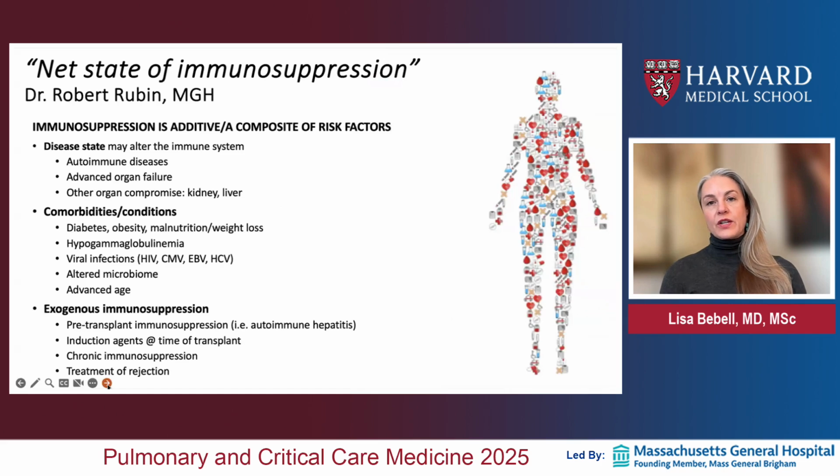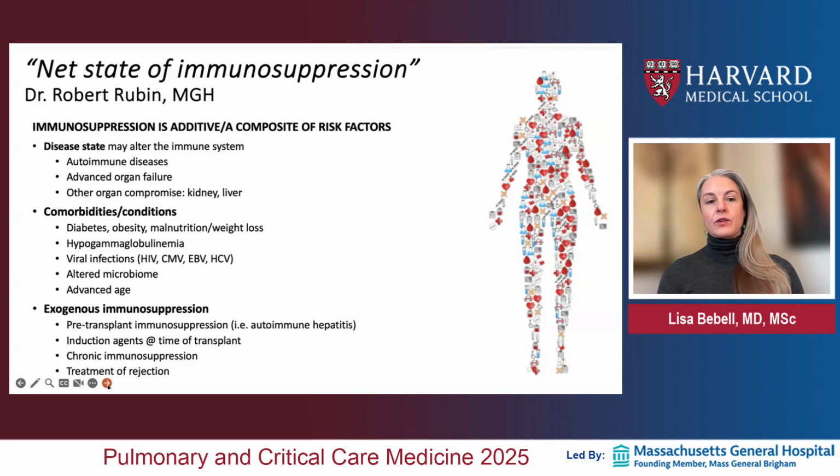This net state of immunosuppression concept was really developed and pioneered by Dr. Robert Rubin at MGH many years ago, which was really considering immunosuppression or immunodeficiency as an additive or composite in any given patient of their risk factors, including their underlying disease state, which may alter the immune system, both autoimmune diseases and organ failure. Other comorbidities and conditions that we see commonly include metabolic syndromes, hypogammaglobulinemia, which is often underdiagnosed in transplant recipients, viral infections, especially chronic viral infections that can become latent, altered microbiome, and advanced age.